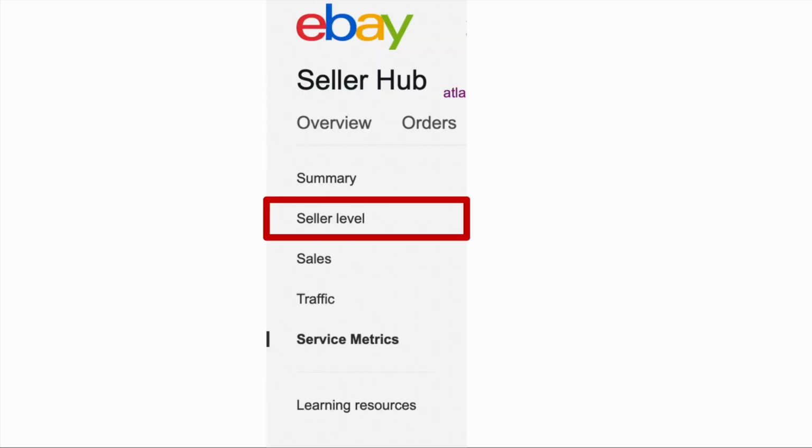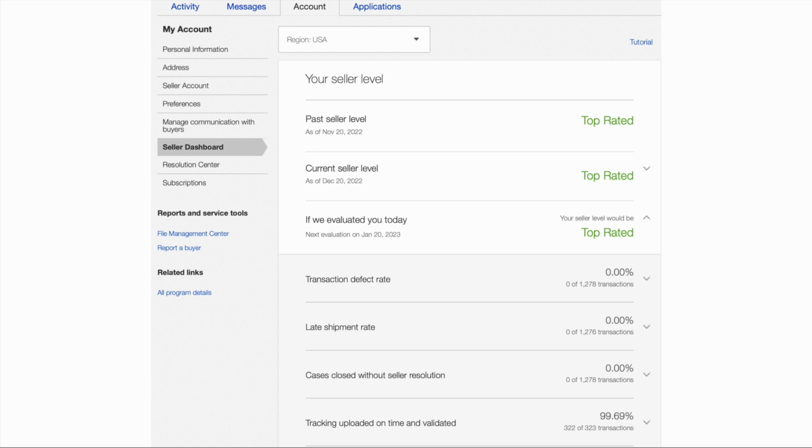The next thing I look at is my seller level. That is also on the left hand side of the page on your Seller Hub, and what this means is, are you top rated? Are you top rated plus? And it shows your tracking uploaded percentage and cases closed without seller resolution. And there's really never a reason to have that. Anytime you have a case, you need to address it and solve it as quickly as possible, because that can definitely hurt your account if you allow cases to close without trying to resolve the problem.